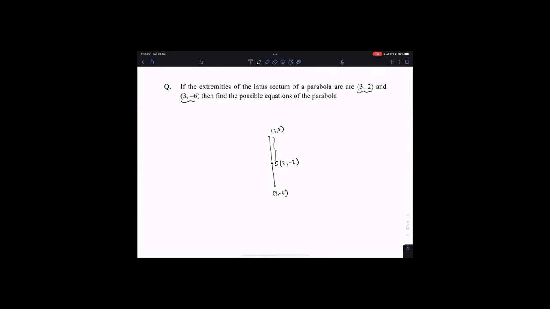Now, what is this length? This length is 4. So, the distance between the focus and one end of the latus rectum is what? 2a. 2a is 4. So, a for this is how much here? 2. So, we got the a.